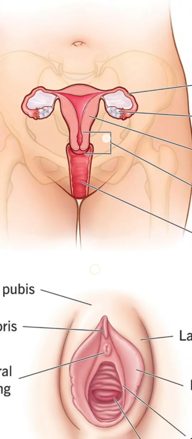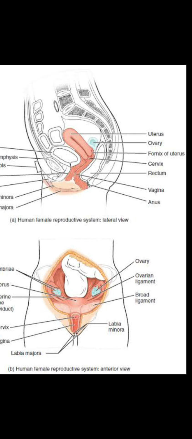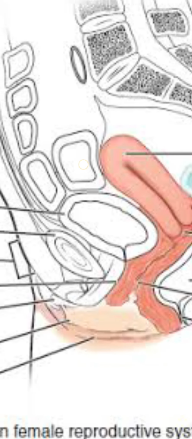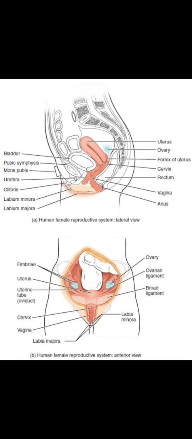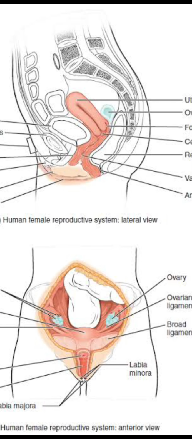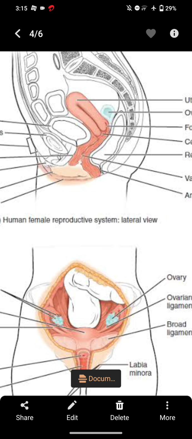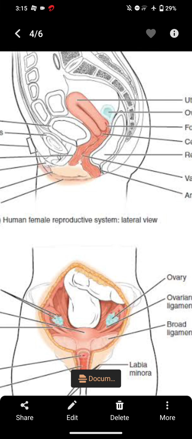And the relations of this vagina, see over here. This is the urinary bladder and this is the rectum, and this is the vagina. Anteriorly we can see the bladder is there. Posteriorly, to the back of the vagina, the rectum is there, and laterally, sideways, tissues are also present. So these are all about vagina.